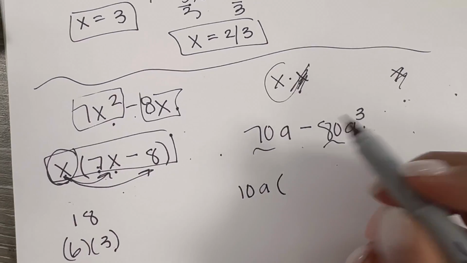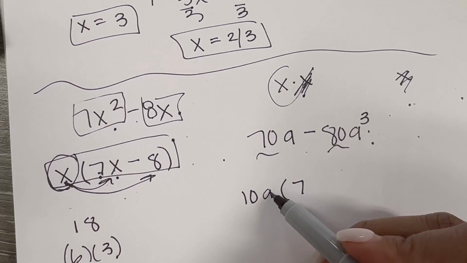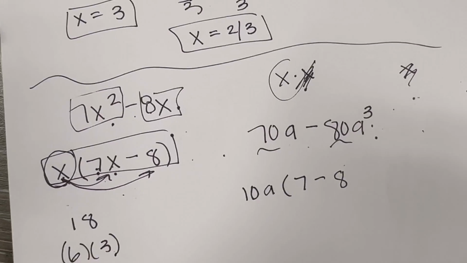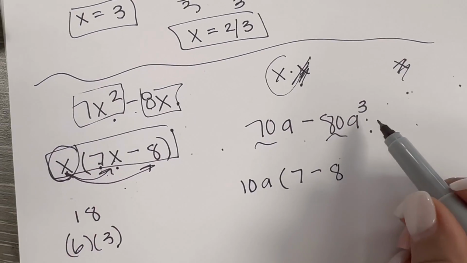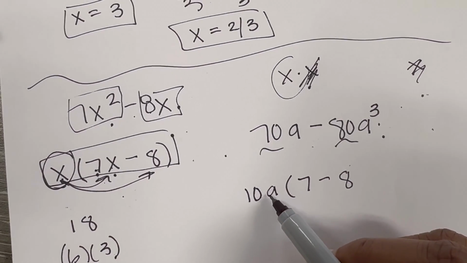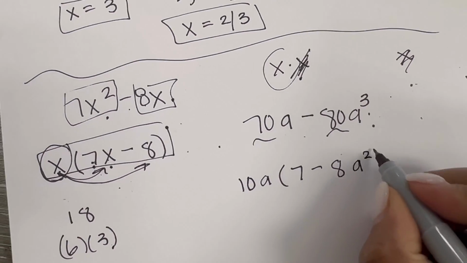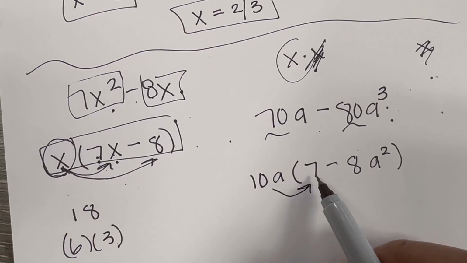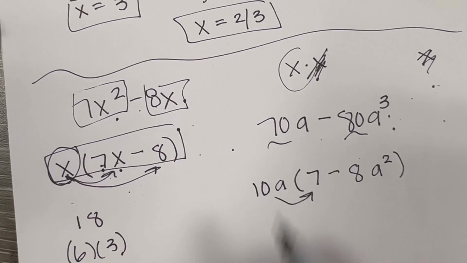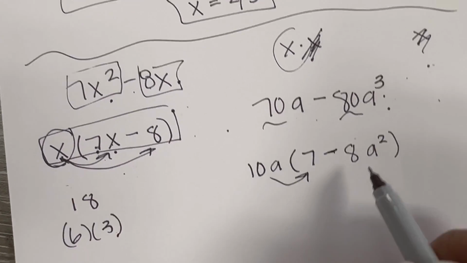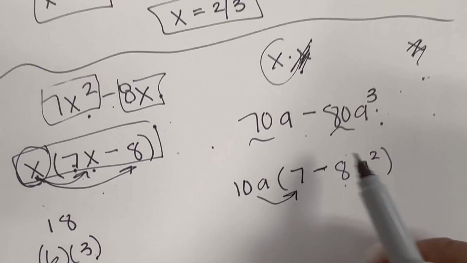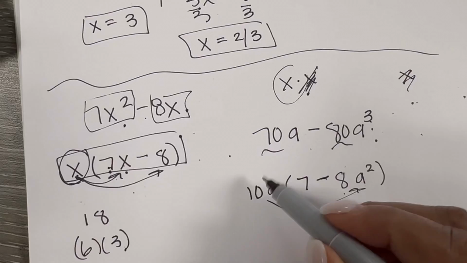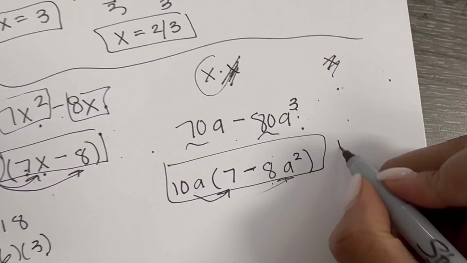10 goes into 70 7 times. There's no a left because you took it out. 10 goes into 80 8 times. You took one a out, so you have 2 left. So look at it when you multiply it back. 10 times 7 is 70. There's your a. Minus 10 times 8 is 80. A times a squared is a cubed. Okay? Just double check your work in the moment. But that's your factored form.